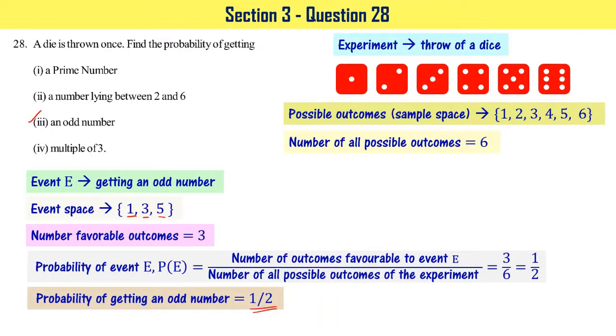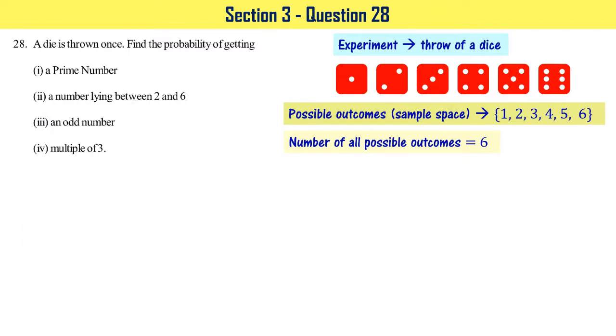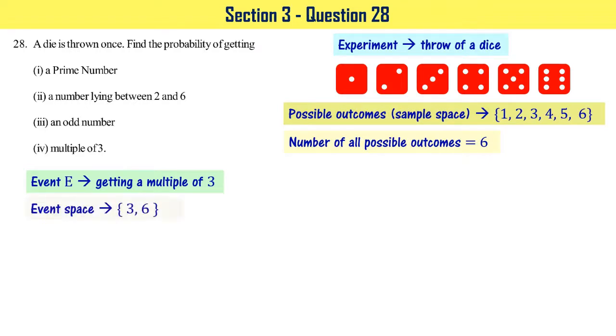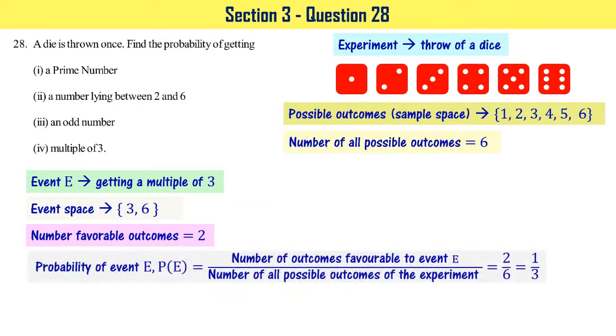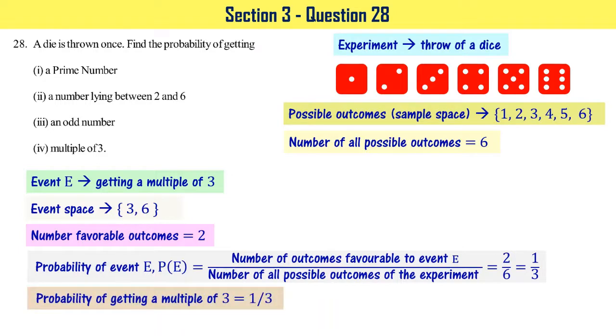Now the last part, probability of getting a multiple of 3. The event is getting a multiple of 3. What are the multiples of 3 in this? 3 and 6, right? It means the number of favorable outcomes is just 2. So the probability is going to be 2 by 6, that is equal to 1 by 3, right? So let's write that. Probability of getting a multiple of 3 is 1 by 3. This is what we are asked to find, right?